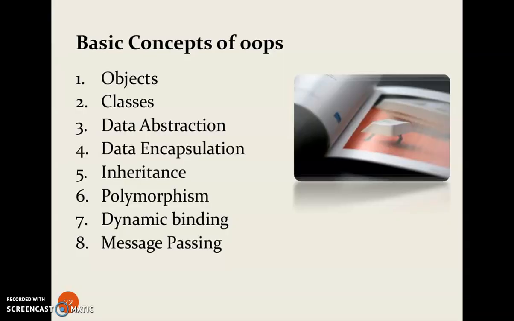So these are the basic concepts of the object-oriented programming system. First concept is objects. Second is classes. Third one is data abstraction. Fourth one is data encapsulation. Fifth one is inheritance. Sixth one is polymorphism. Seventh one, dynamic binding. And eighth one is message passing.